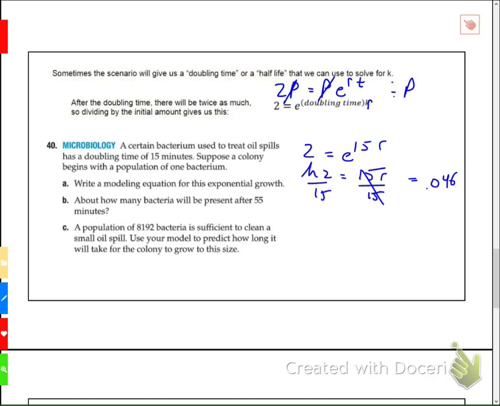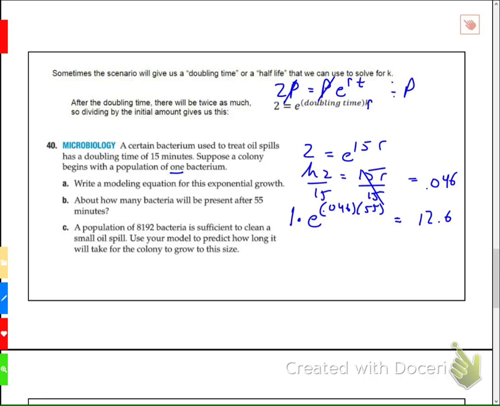How many will there be after 55 minutes? Well, I just started with 1. E to the 0.046 times 55. Yeah, the question was, why is that 1 times E? It was because they told us I started with 1 bacterium. Oh, bacterium is the singular of bacteria. Cool. So then, all right, I just want to figure out what that is. That's 12.6. Cool.